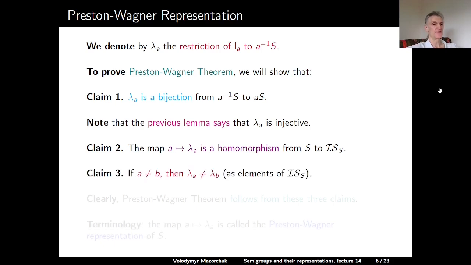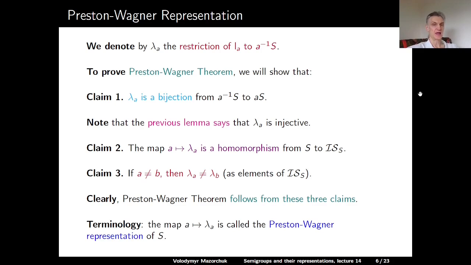And finally, we will prove that if A is different from B, then lambda A is different from lambda B as elements in the symmetric inverse semigroup on S. And then, of course, Preston-Wagner theorem follows by combining these three claims. The map which sends A to this partial transformation lambda A of S is called the Preston-Wagner representation of S. So we will prove that the Preston-Wagner representation of S is an injective map, and in this way realizes S as an inverse subsemigroup of the symmetric inverse semigroup on S.